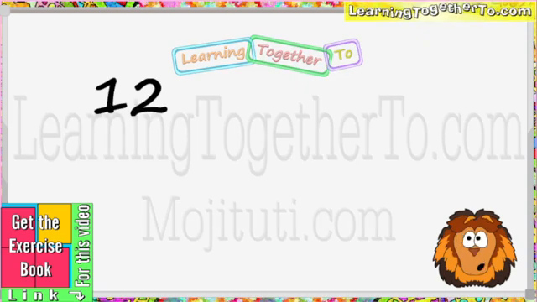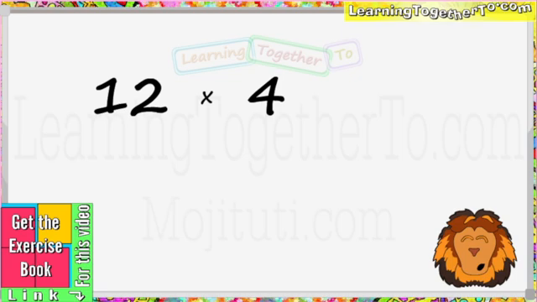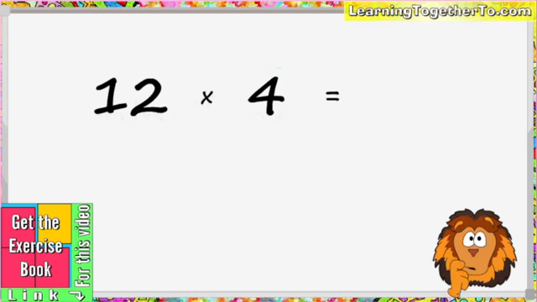Eric, 12 times 4 is equal to what? What do we do when one of the numbers we are multiplying has two digits? Let's work it out together.